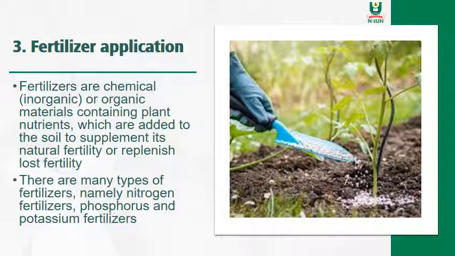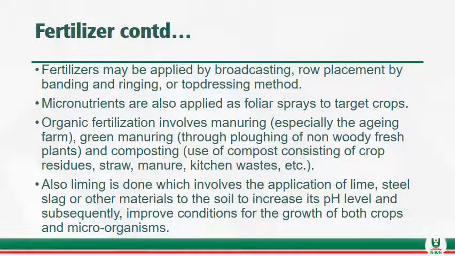And there are different types of fertilizer. We have the nitrogen fertilizers, and we have the phosphorus and the potassium fertilizers. Fertilizers may also be applied by the broadcasting method, just throwing it around, or row placement, banding or ringing. That is, you form a ring around the plant and then apply it, because the fertilizer doesn't have to come in direct contact with the plant or else it's going to burn it. So you have to leave some centimeters apart from the plant. It's better you put it by the side or by drilling a hole and then putting it there.